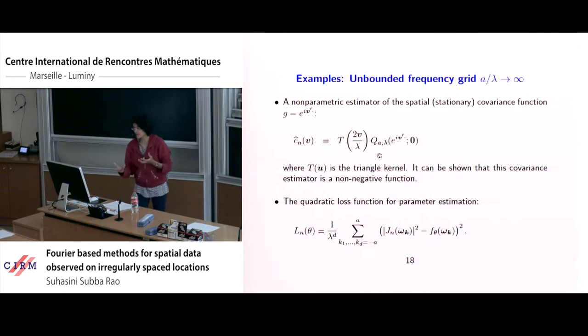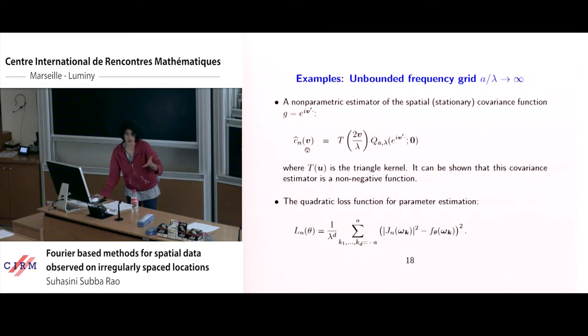One estimator that's quite nice is that you can estimate non-parametrically the spatial covariance function. Okay, so you're assuming stationarity, and you can estimate that spatial covariance function nicely if your g is an exponential function. So then you get a nice estimate of the spatial covariance, but in order to ensure that your estimator corresponds to a covariance estimate, which is a non-negative function, you need to multiply this weighted periodogram type thing by the triangle kernel. And basically, what that means is when you take the Fourier transform of this, you get a positive function.